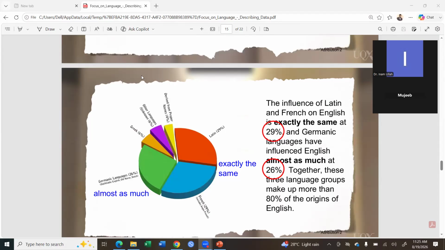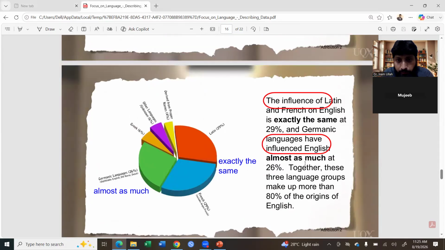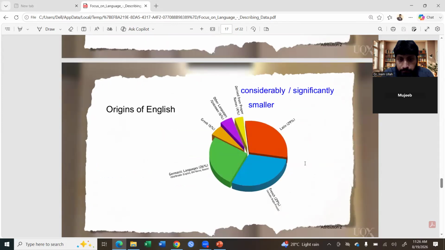Okay. So, the use of "exactly the same" and "almost as much as" is making your writing much, much better. Now, look here. These are other words.